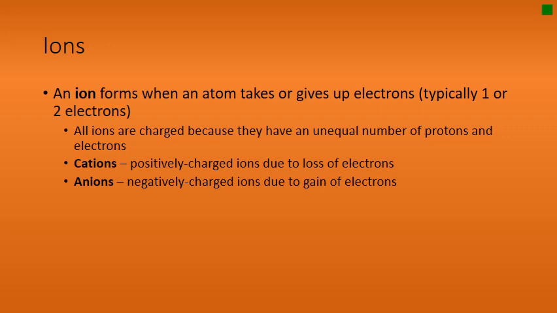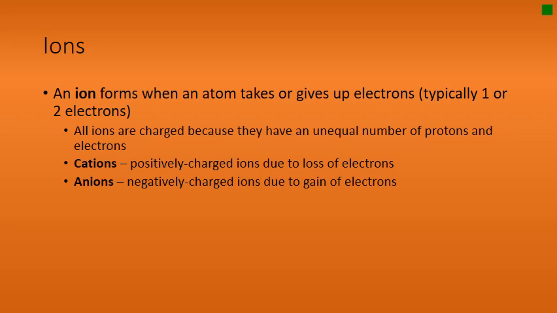We need to distinguish and define what an ion is, and we need to distinguish it from an atom. An ion forms when an atom accepts or gives up one or more of its valence electrons. It's typically one or two, sometimes three. Ions are electrically charged particles because they have an unequal number of protons and electrons. Contrast this with an atom, which always has an equal number of protons and electrons because it is electrically neutral.